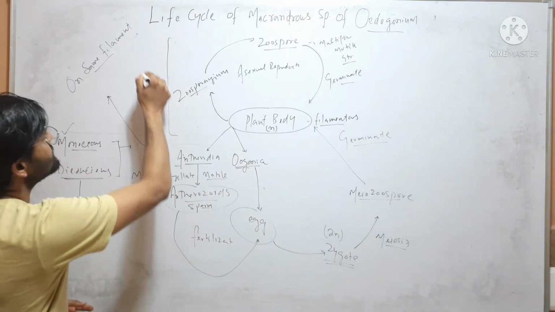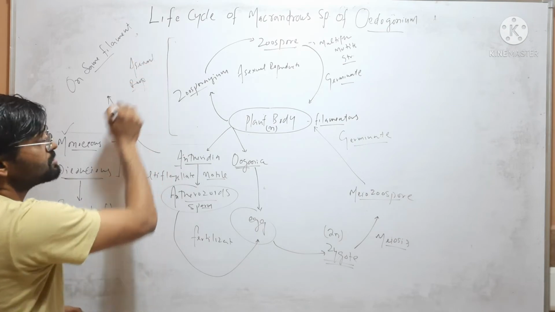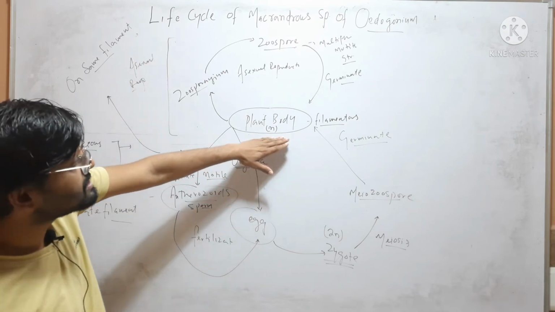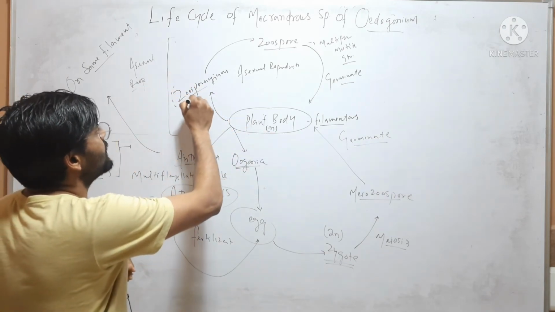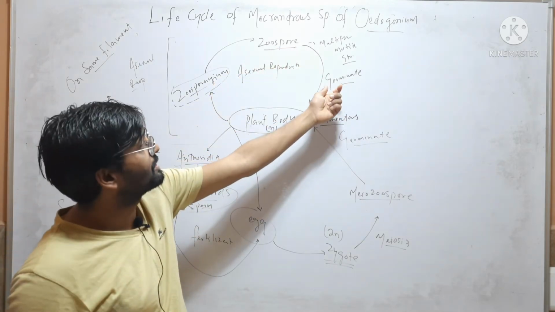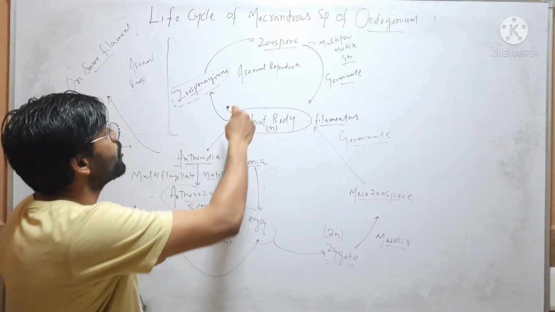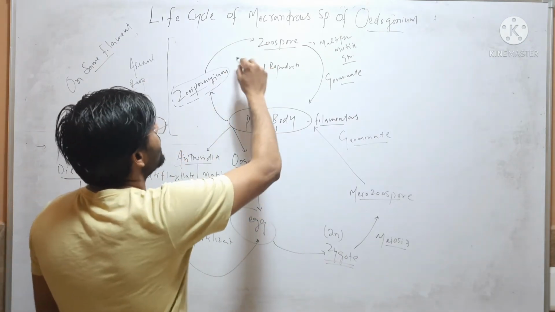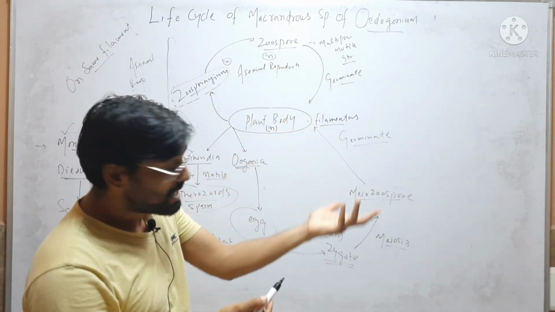This upper part is asexual reproduction. In asexual reproduction, any cell of the plant body, any intercalary cell, will act as a zoosporangium. It will form zoospores, which are motile structures. They will germinate and they will form a plant body again. So all these events are haploid. The zoosporangium is haploid, the zoospore is haploid, the plant body is haploid.